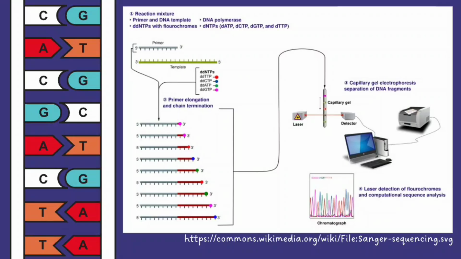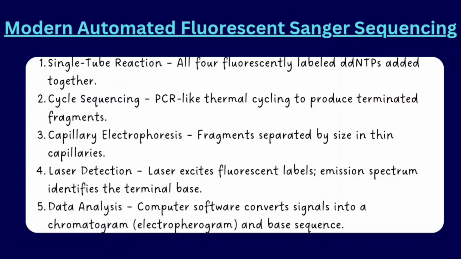Here you can see the image of the original radioactive method, where in the tube we have to put all the things, and with the help of one ddNTP, one chain will be terminated, and that's how we can see the sequencing. Let's talk about modern automated fluorescent Sanger sequencing, where a single tube reaction is required.